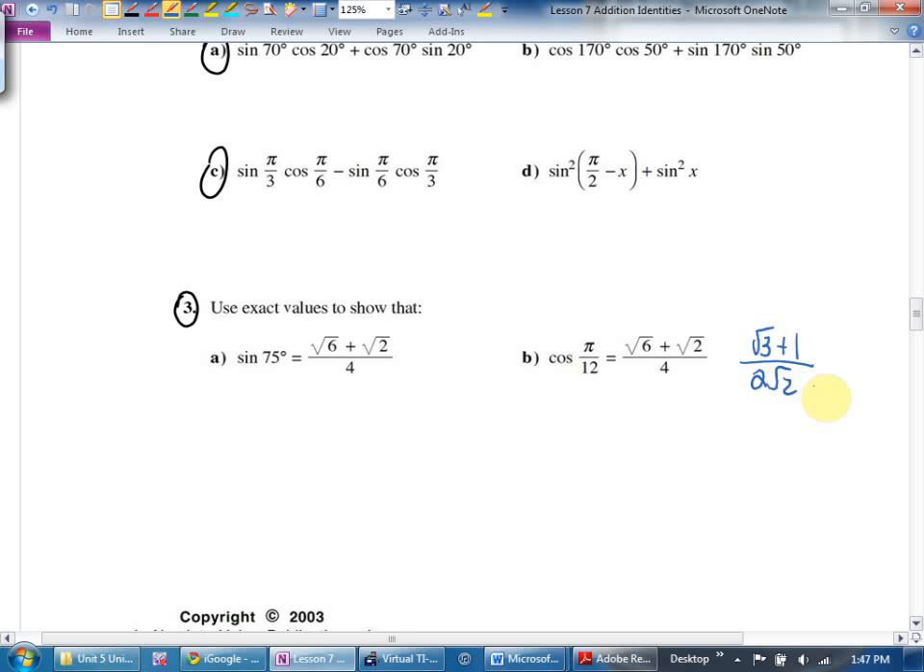And I said to check, all you would do is write this as a decimal. So the square root of 6 plus the square root of 2, divided by 4, equals. And then the square root of 3 plus the square root of 1, divided by 2 root 2, equals. And you'll get the same decimal. So if you got that, you're right.